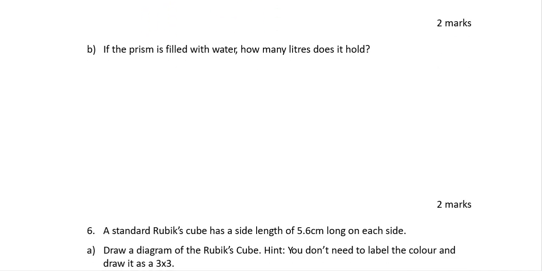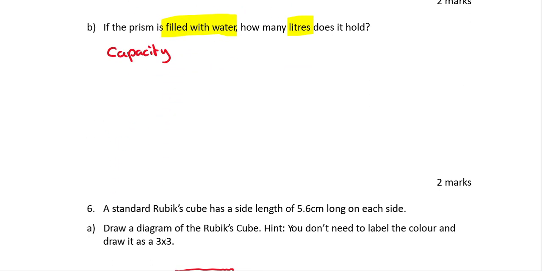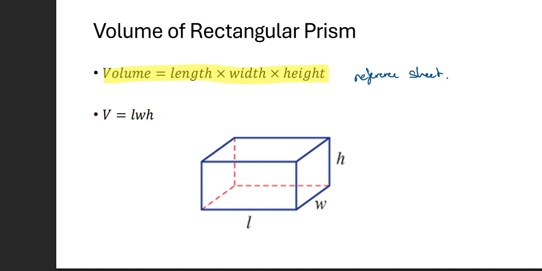If the prism is filled with water, how many liters does it hold? Okay, so now we're talking about the capacity. We already know what the volume is. So we know volume equals 36 meters cubed. So you need to use one of your special conversions. So we just got to find it.